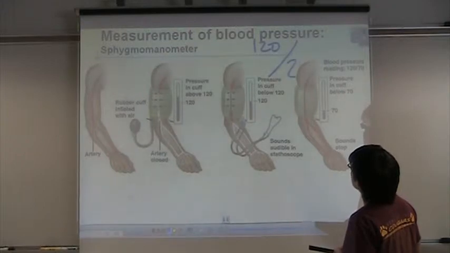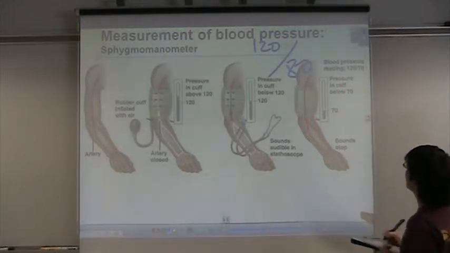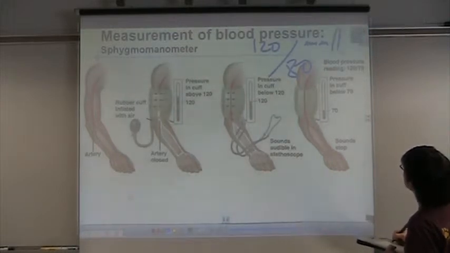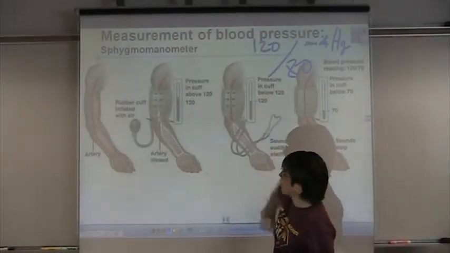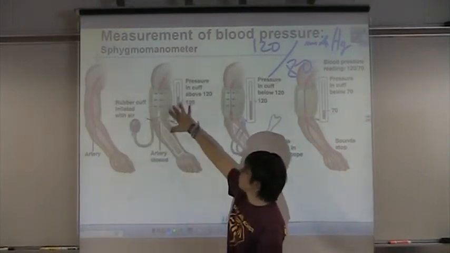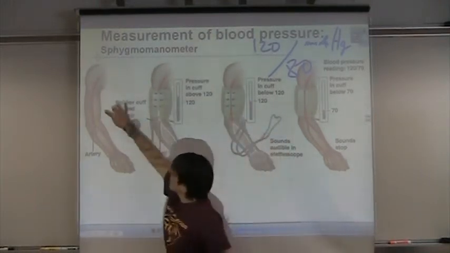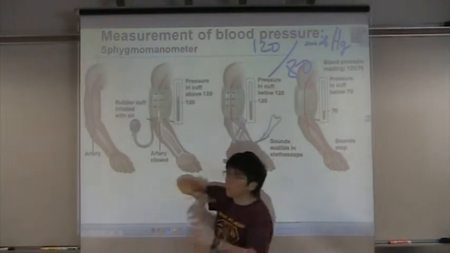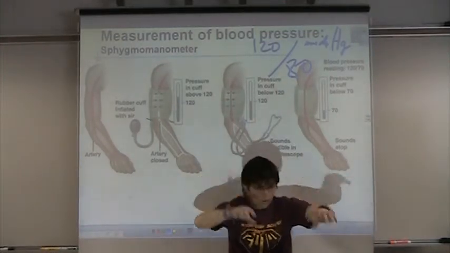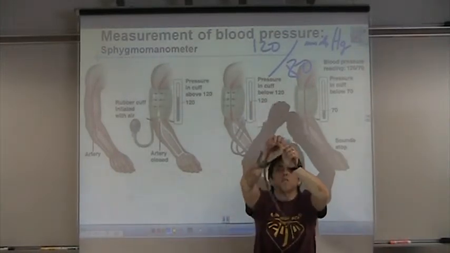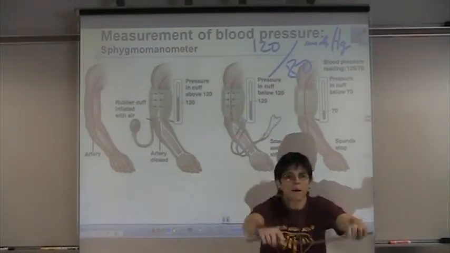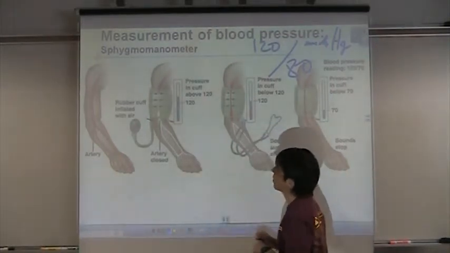120 over 80 about, and these are millimeters of mercury, not milliliters of mercury, because it's a mercury column. How do they measure it? You've probably seen that they put a cuff. Here is your artery with the blood moving. Every time your heart pushes, remember everybody, your blood gets out, the arteries kind of blow up a little bit to accommodate the increase in flow.